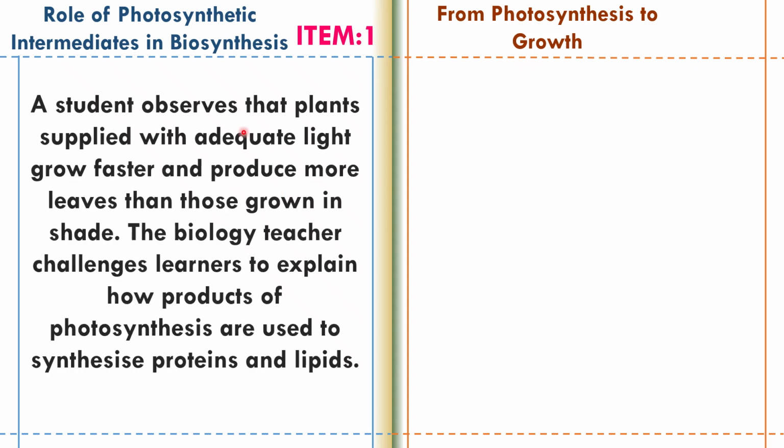The role of photosynthetic intermediates in biosynthesis. Item 1. Emphasizing from photosynthesis to growth. A student observes that plants supplied with adequate light grow faster and produce more leaves than those grown in shade. The biology teacher challenges learners to explain how products of photosynthesis are used to synthesize protein and lipids.